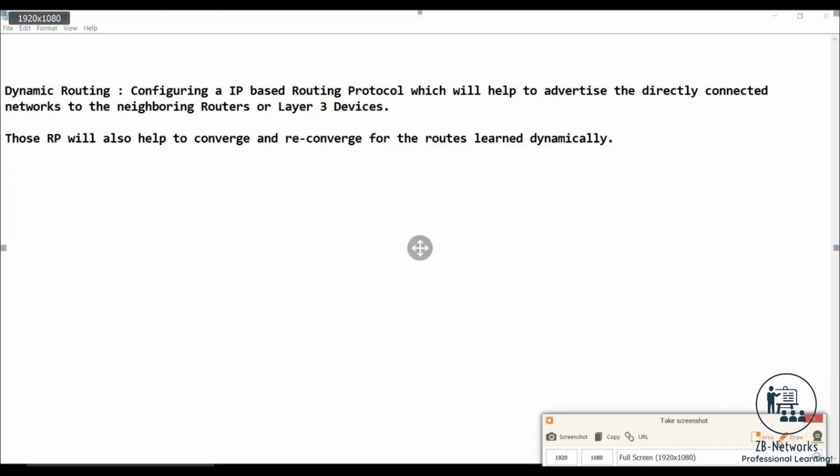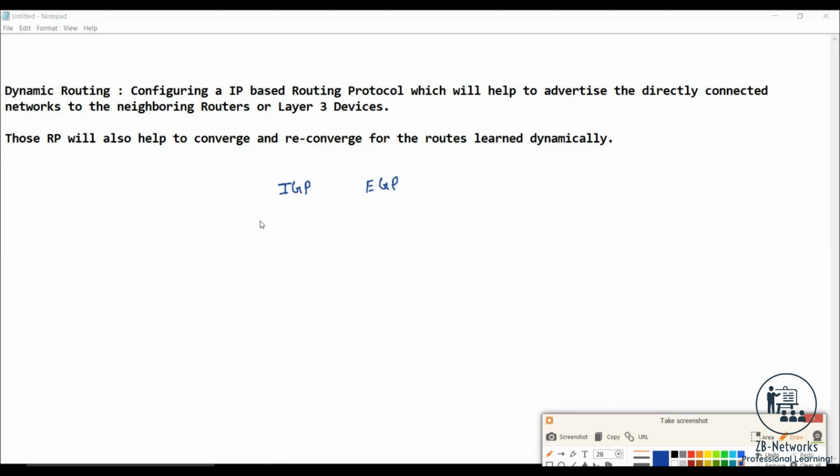So when you talk about dynamic routing, when you discuss the concept of protocols, we divide the protocols into two halves. Okay. So the first part is called IGP. Okay. And the second half is called EGP. IGP stands for Interior Gateway Protocol. EGP stands for Exterior Gateway Protocol.